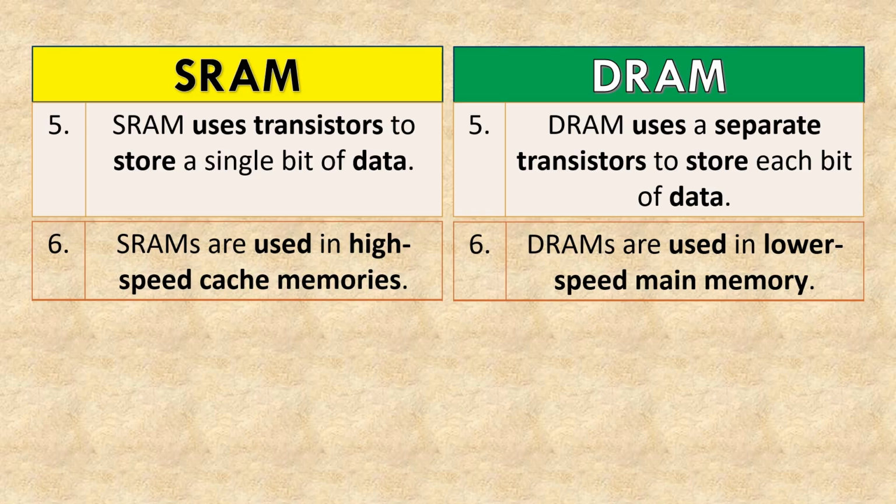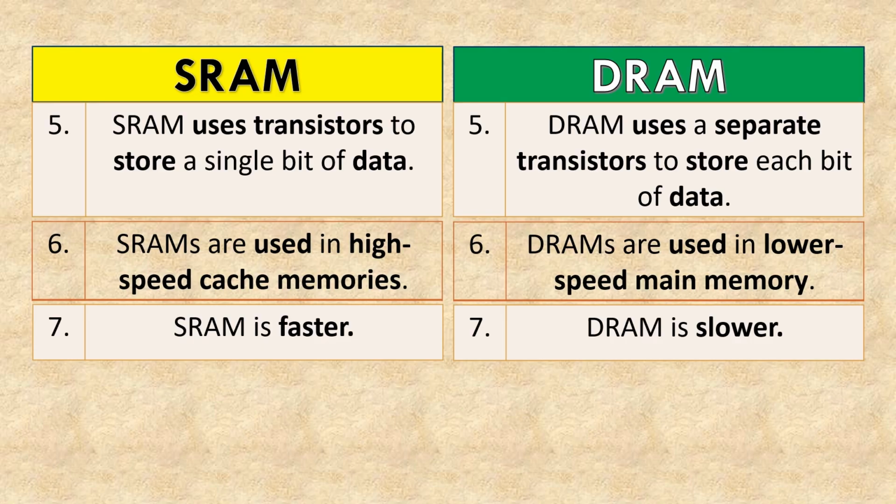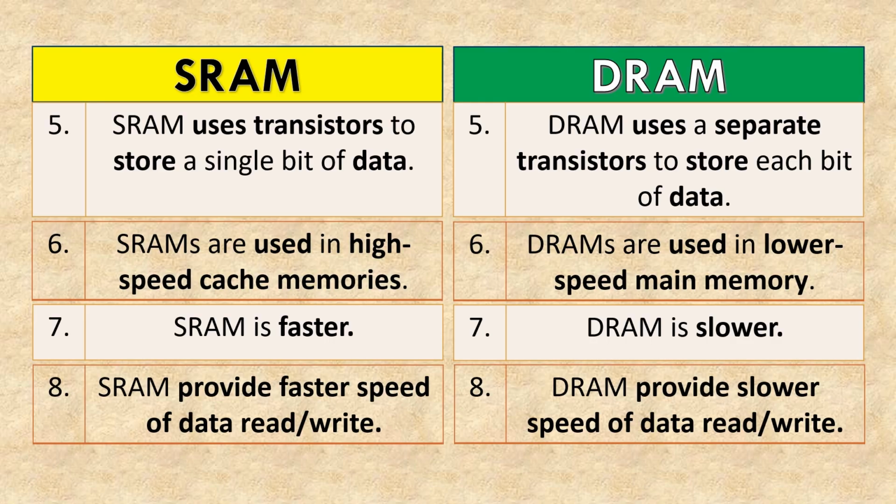SRAMs are used in high-speed cache memories. DRAMs are used in lower-speed main memory. SRAM is faster. DRAM is slower. SRAM provides faster speed of data read or write. DRAM provides slower speed of data read or write.